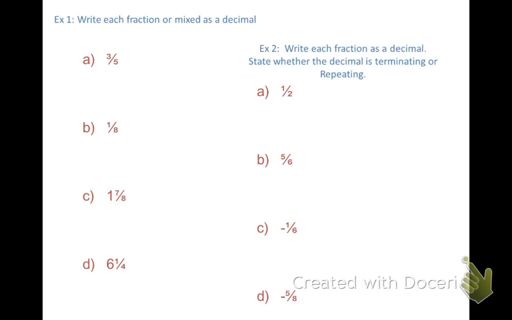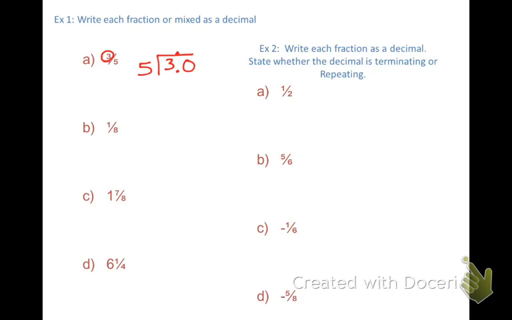So, we're going to write each fraction or mixed number as a decimal. What you do is you take the top number, that's your numerator. Your top number will go inside the box, put a decimal and put a 0. And the denominator will go on the outside of the division. And then you bring up your decimal.